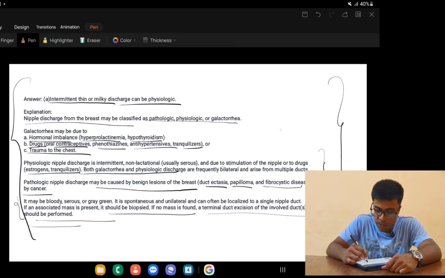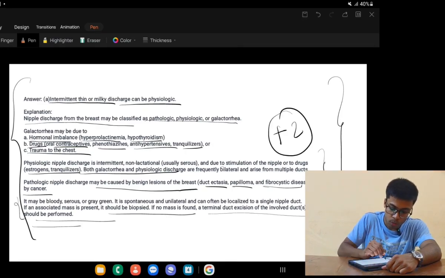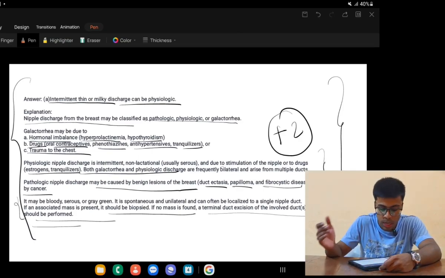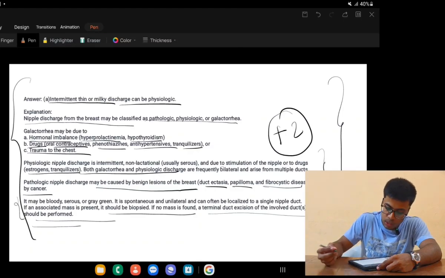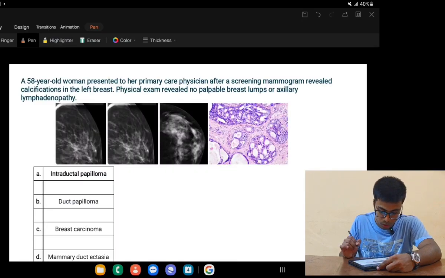From this you will get plus two MCQs related to physiological discharge, that is, galactorrhea may be due to what? Hormonal imbalance, phenothiazines, or oral contraceptives will be in the options, trauma to the chest, and a D option will be given, such as none of the above, or some other vague option, and you have to rule that out. So plus two more questions you got from this.